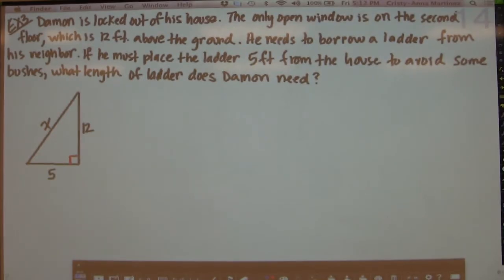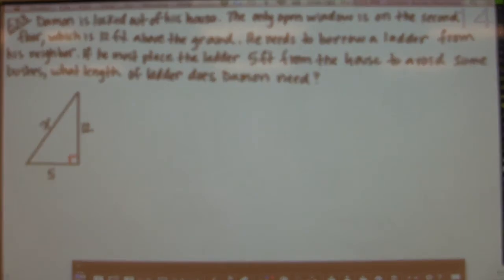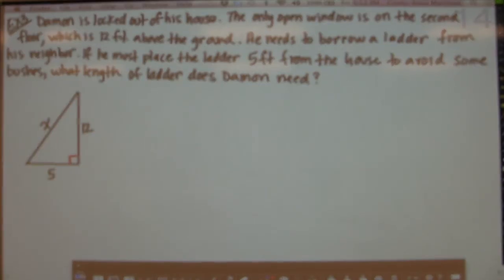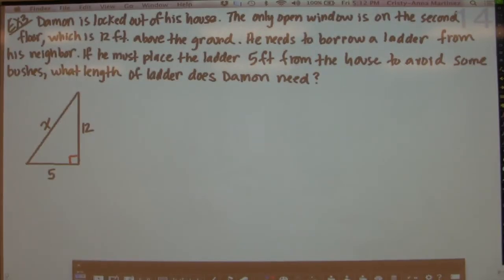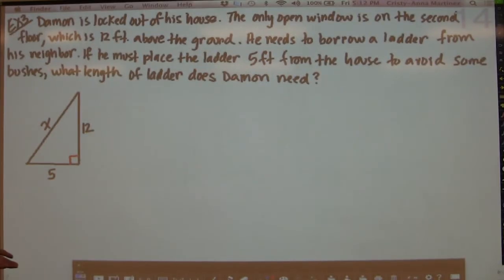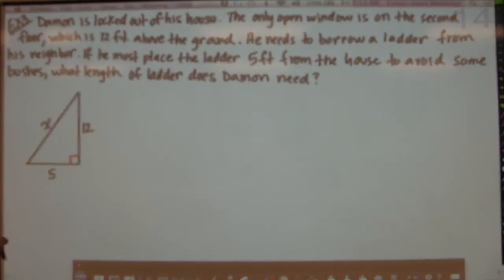And here it is. Damon is locked out of his house. The only open window is on the second floor, which is 12 feet above the ground. He needs to borrow a ladder from his neighbor. If he must place the ladder 5 feet from the house to avoid some bushes, what length of ladder does Damon need? And I know what you're all thinking. I mean, who doesn't do a math problem when they're stuck outside of their house? Of course, that's the first thing that you would do.